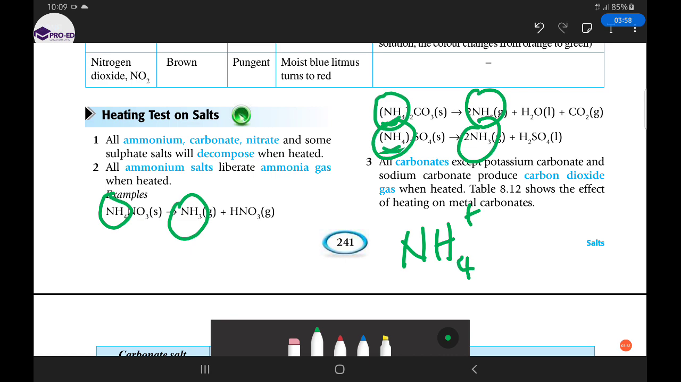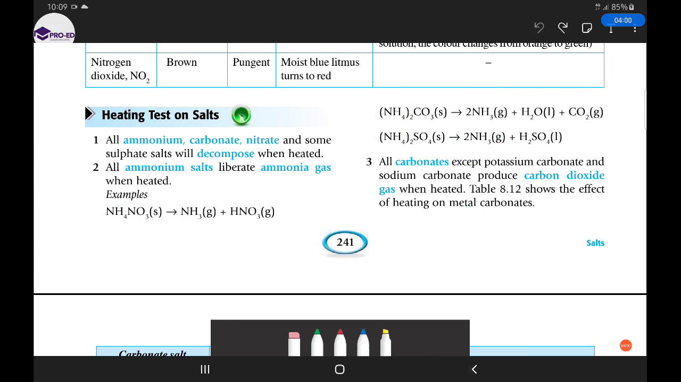Okay, so let's just bear that in mind. Ammonium is very simple. They've given you 3 examples and you already have it all. Let's go to number 3. We're moving on to the next group of salts, the carbonate salts.